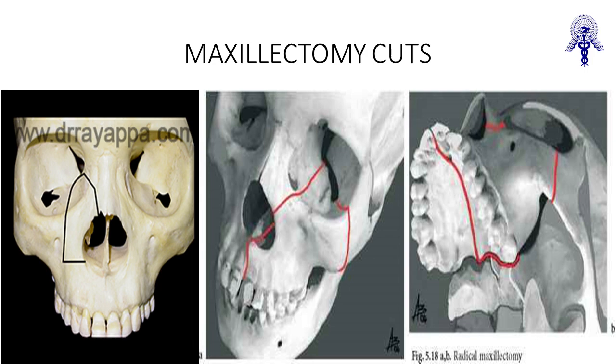The maxilla is out. We are discussing a case where the orbital periosteum is intact. It's not involved. We have done only the maxillectomy. Now maxilla is out. What will you do?